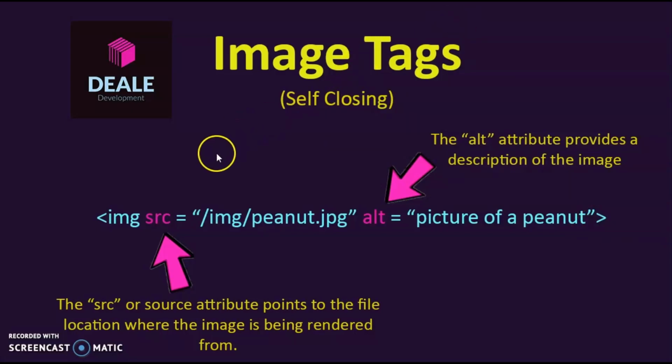Image tags require two attributes in general. The first one is called the src, or source attribute. And this attribute is going to point to the file location or web URL of the image that you would like to render. And the alt attribute is essentially just a description of the image, and if for some reason the image is unable to render, or if the browser cannot find the image, then your alt description will show up right there instead.